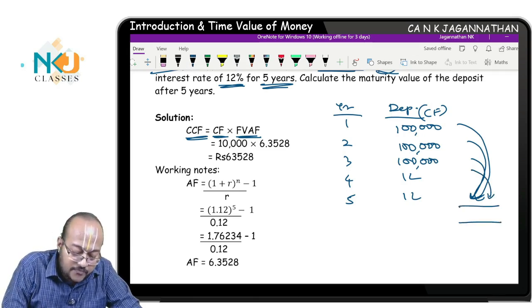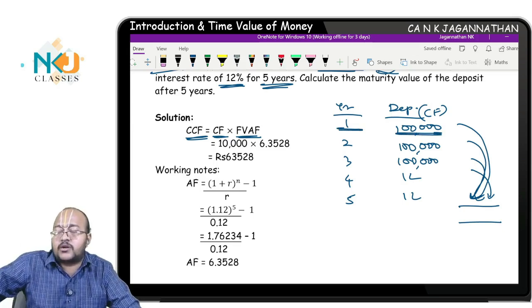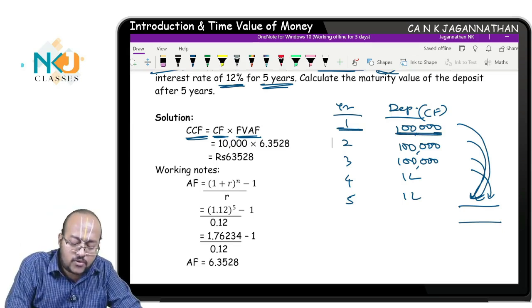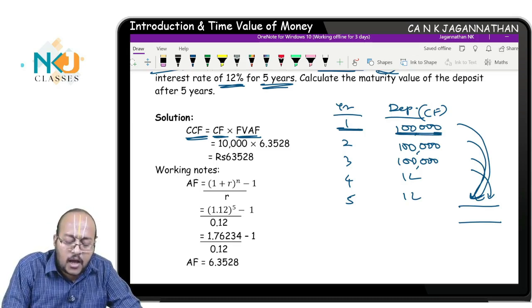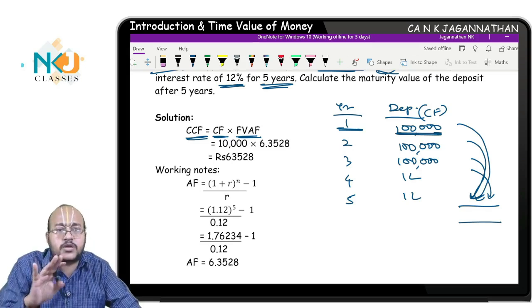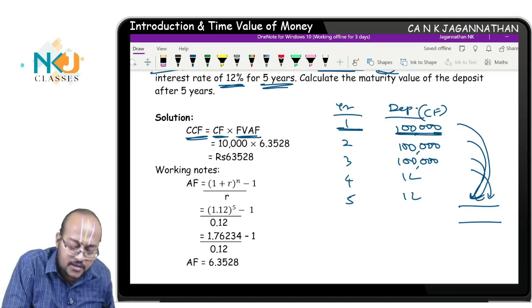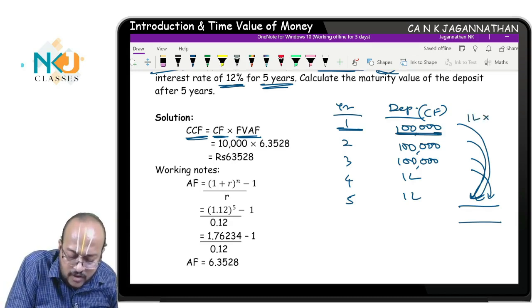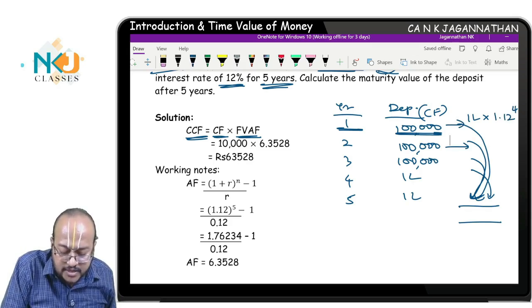Very simple. This is at the end of year. Wherever there's nothing given, you should assume you are receiving the amount or paying the amount at the end of the period. So end of year 1, you are receiving 1 lakh rupees. Assume you are depositing 1 lakh rupees, which means for how many years interest will be paid? For 4 years, because 1 year has elapsed already. So the remaining 4 years period is there. 4 years interest will be paid, which means 1 lakh into 1 plus R, here 12%, 1.12 raised to the power 4. Correct? This 1 lakh, with interest, will become 1 lakh into 1.12 raised to the power 3.